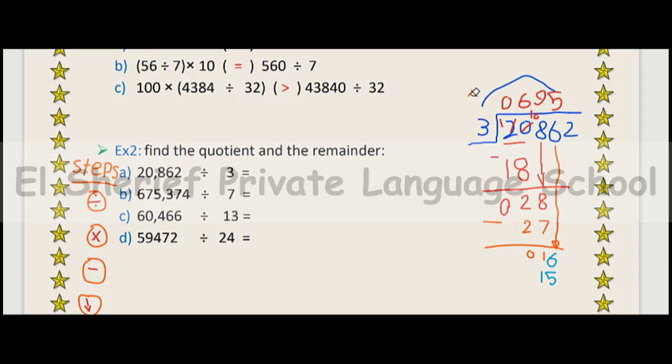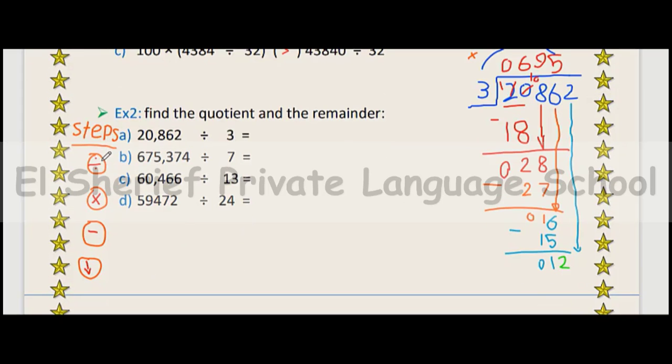So 16 minus 15. So the next operation is subtraction. 6 minus 5 equal 1, and 1 minus 1 equal 0. Okay, the fourth operation, or step, we down 2 beside the result of the subtraction operation.